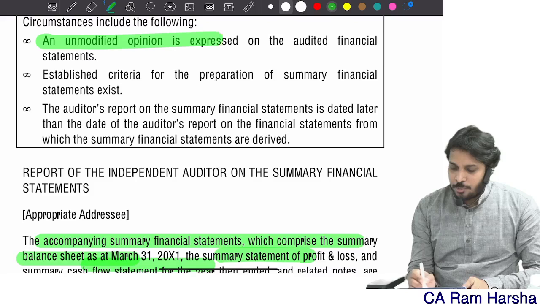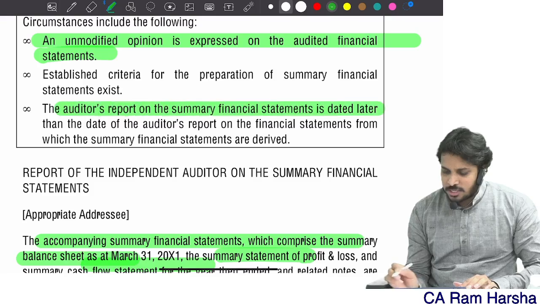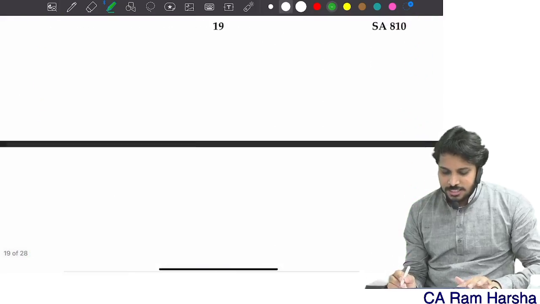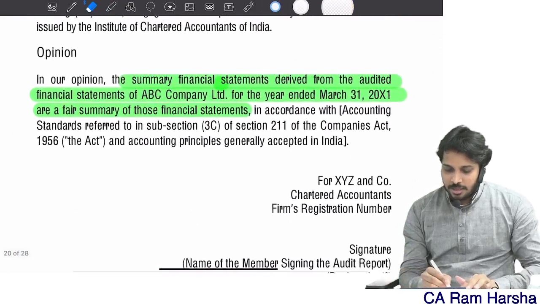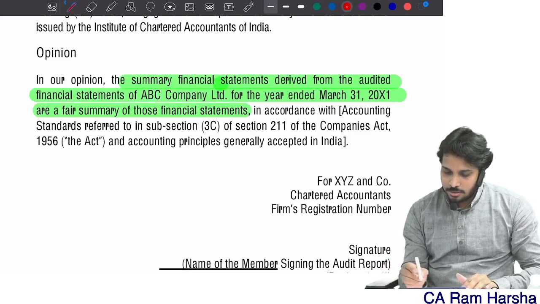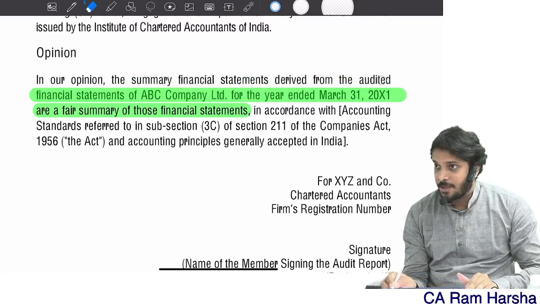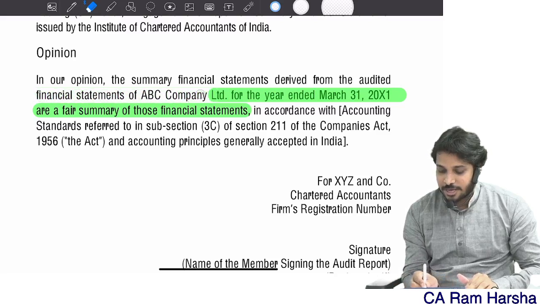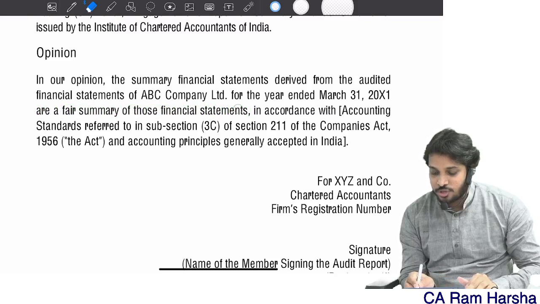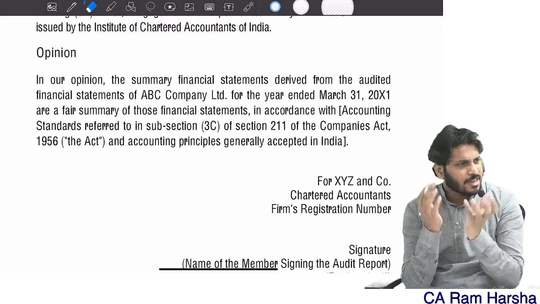An unmodified opinion is expressed on the audited financials. The auditor's report on summary is later than the date, which I will discuss later. What is the auditor giving in the opinion section? In our opinion, the summary financial statements derived from the audited financial statements of ABC Limited for the year ended 31st March are a fair summary of those financials in accordance with so and so. Simple. We are straight away saying there is a fair summary.